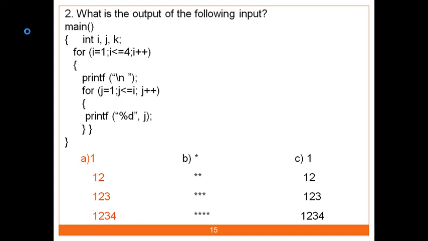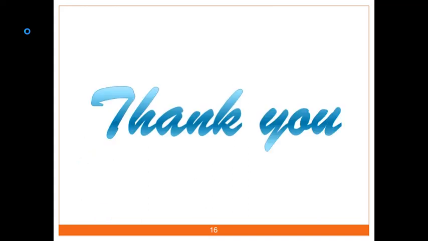Here we are printing the numbers in a right angle triangle. The C option is the same. We are seeing the same output, but it is not a right angle triangle. It is an equilateral triangle. A is the correct answer. Thank you.